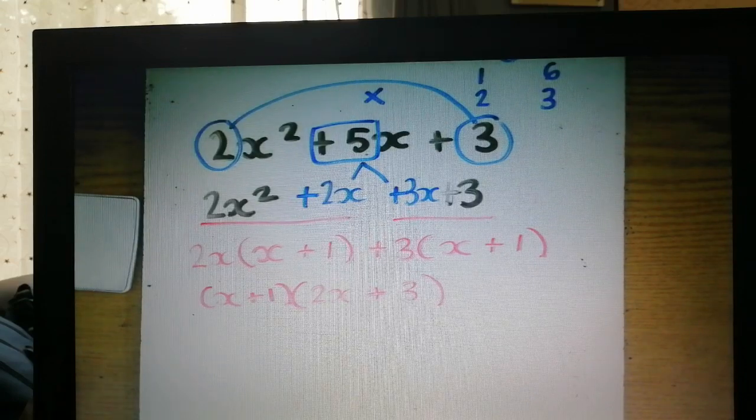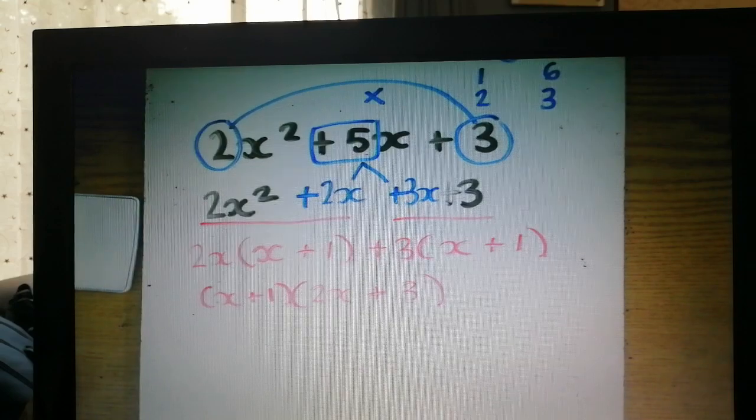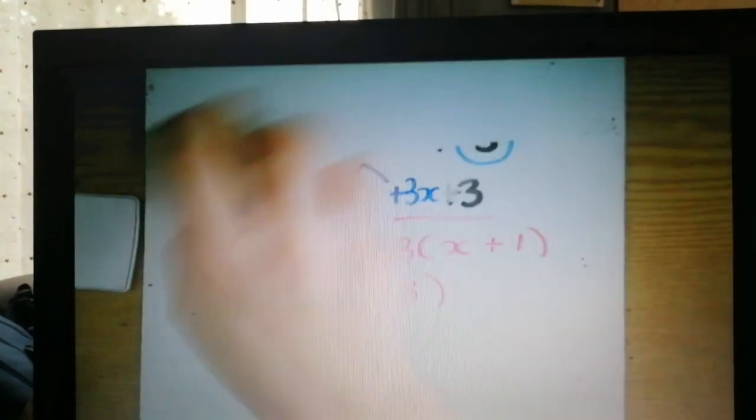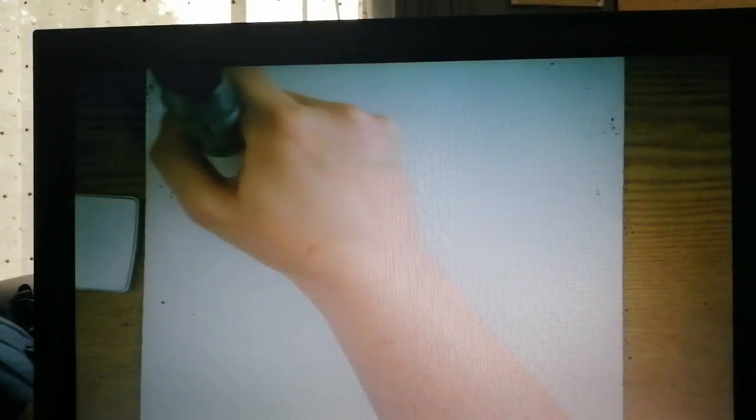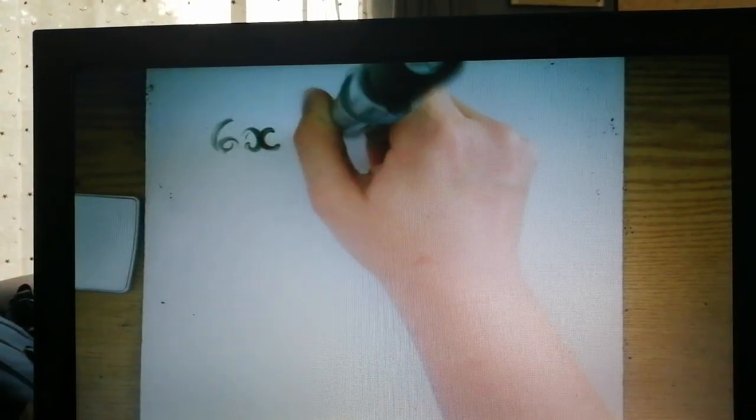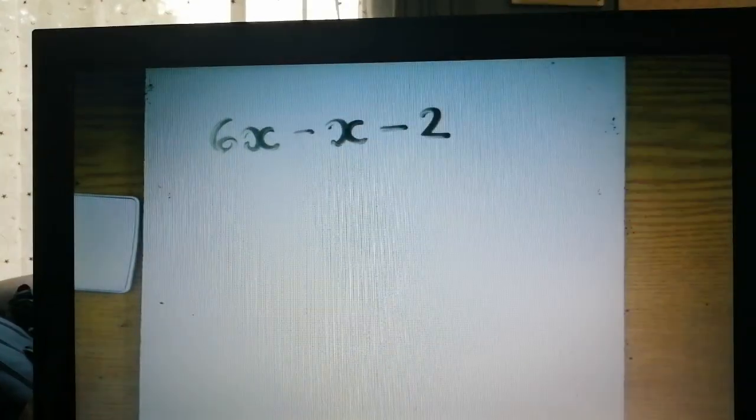And that would be my answer. So let's look at another one. That was example 1. Let's look at example 2. It says 6x² minus x minus 2.